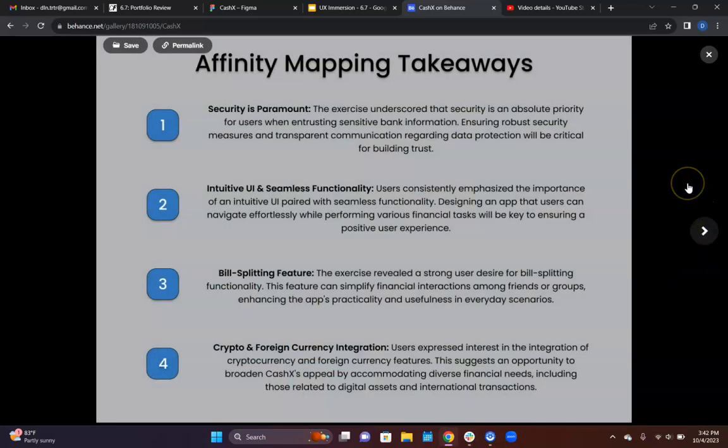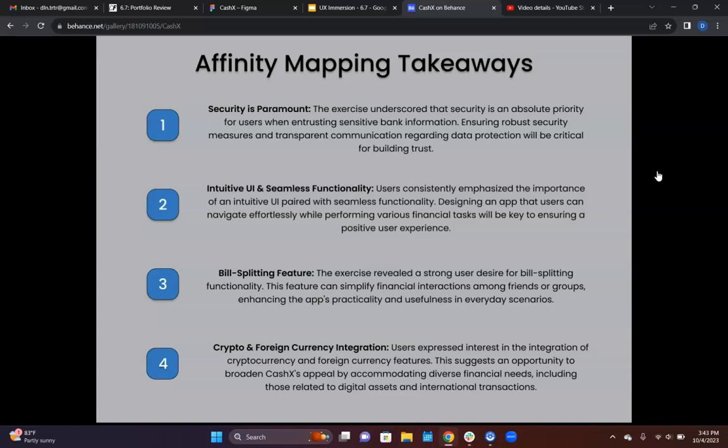So after affinity mapping, we were able to determine some of what our users really wanted and desired in CashX. First and foremost being that security is paramount. You have to have some trust in an app when you are sharing your financial data and letting it manage your money. Users also want simple, straightforward, intuitive UI, nothing over the top or too flashy, overly complicated. We want to keep it simple.